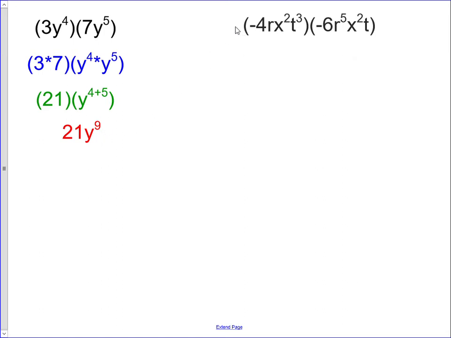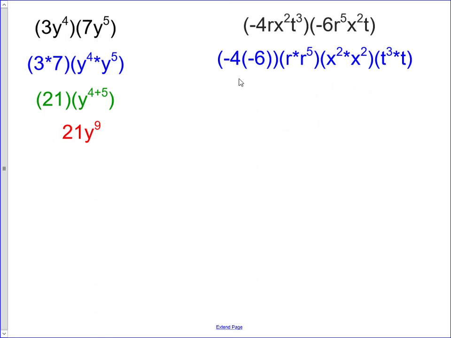Let's take a look at this. Now, whoa, a lot more variables here, but it works by the same principle. We're going to go ahead and group our coefficients and group our like terms. So let's see what this looks like. It would be negative 4 times negative 6 times r to the 5th times x to the 2nd times x to the 2nd times t to the 3rd times t.